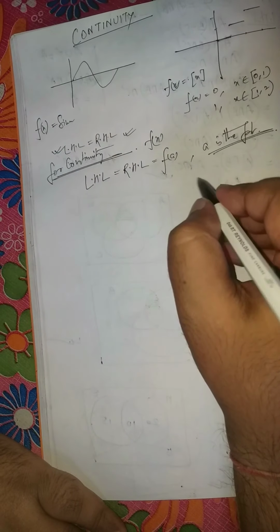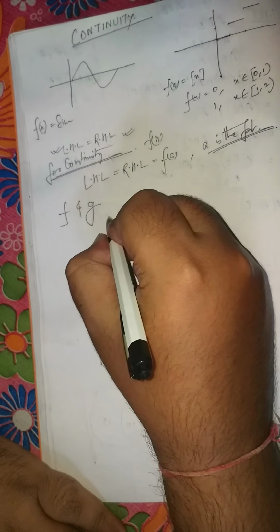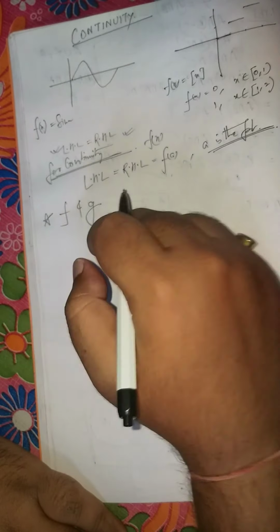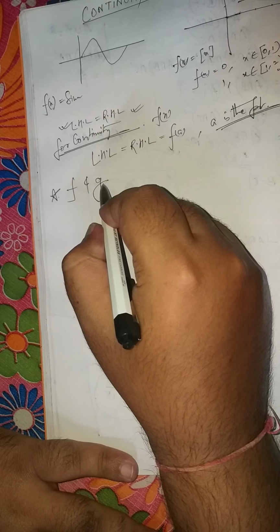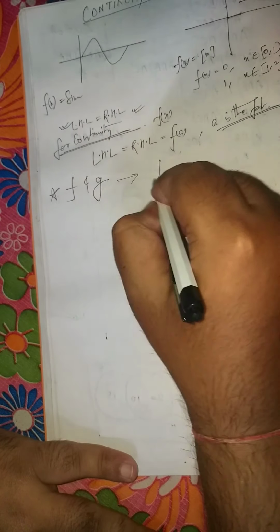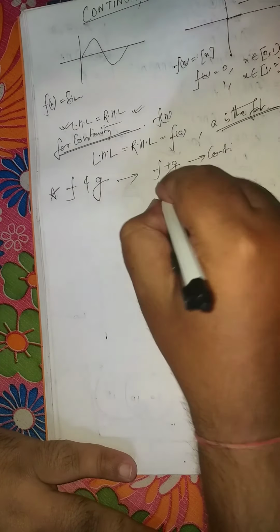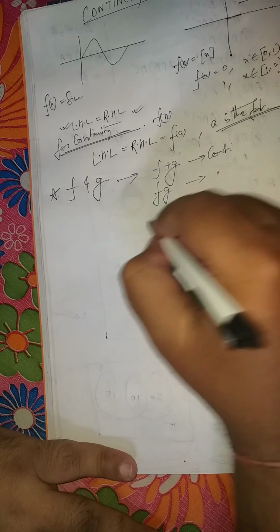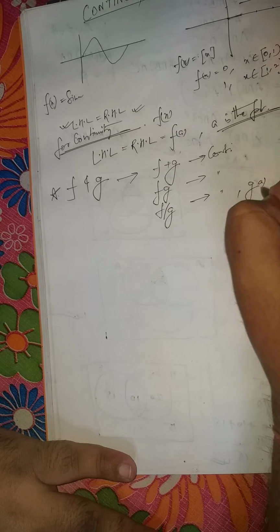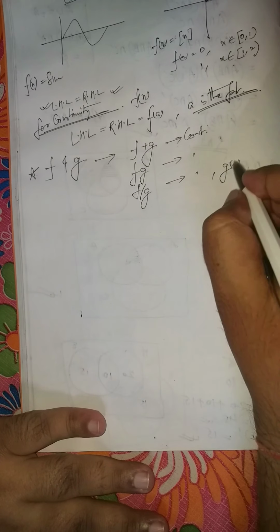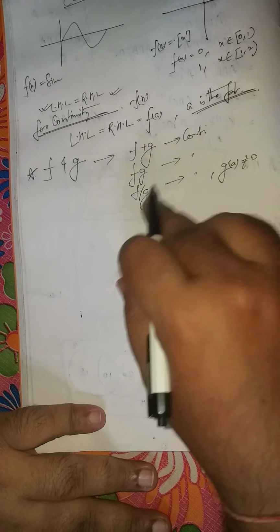And some properties are also there, which will be applicable in later chapters. Very important. Suppose two functions f and g are both continuous. Then the sum of these two functions will also be continuous. The product of these two functions will also be continuous. The division of these two functions will be continuous, provided g(a) at that point should not equal 0, because if it is 0, then it will be undefined.